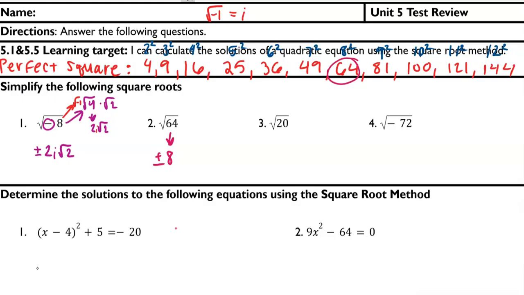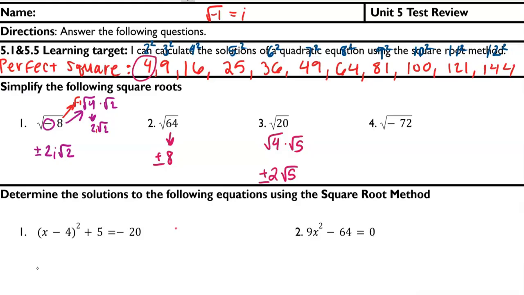All right, let's take a look at number 3. The square root of 20. Which of these numbers multiplies to 20? Well, it's 4. 4 times 5 is 20. We can square root both of those. So we have the square root of 4 times the square root of 5. And the square root of 4 is 2. Because we're taking the square root, we need a plus or minus.